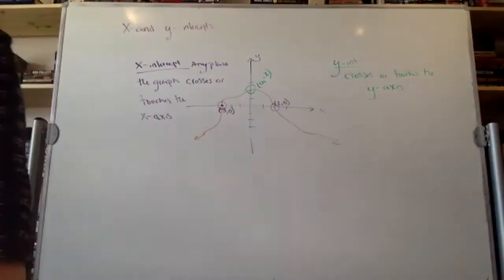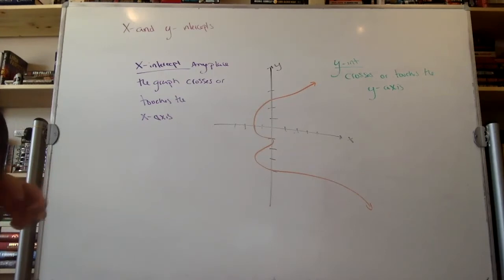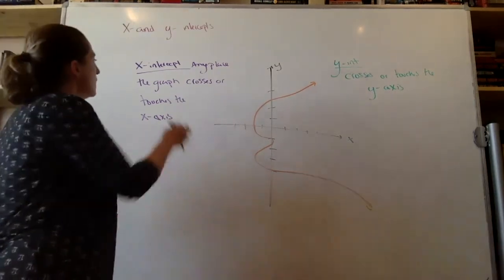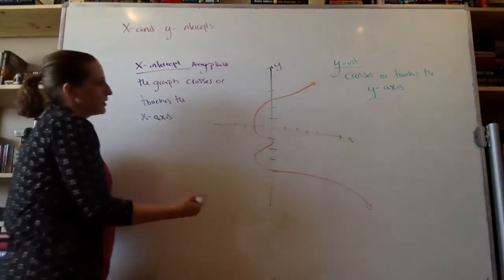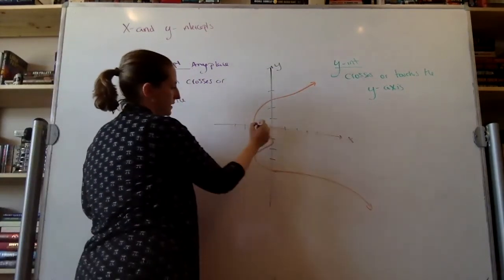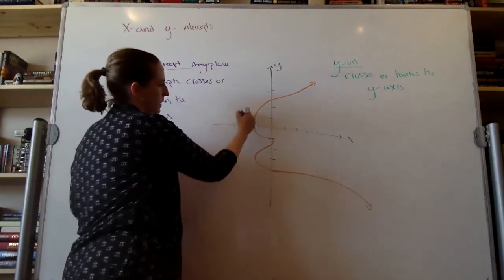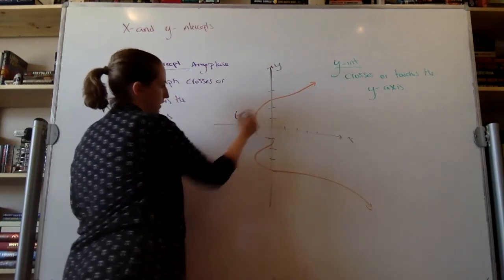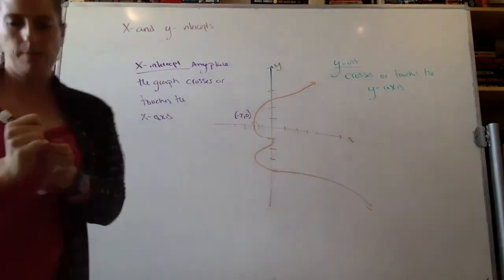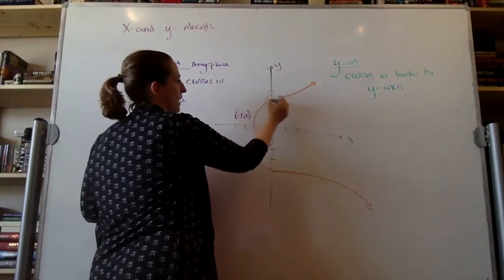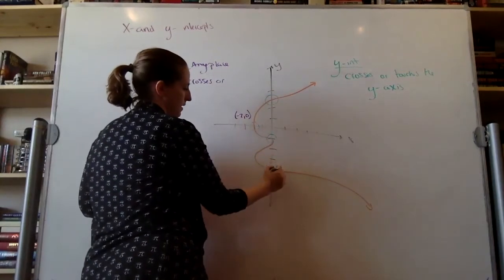Now, I'm going to draw another graph up here. All right, so here's our next graph. Okay? Let's think about the x and y intercepts for this graph. So remember, our x-intercepts are any place the graph crosses or touches the x-axis. Well, here the graph is crossing the x-axis, so our x-intercept would be at (-2, 0). Y-intercepts are any place our graph crosses or touches the y-axis. So it looks like we've got y-intercepts here, here, and here.